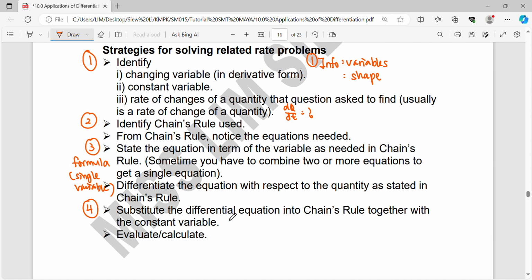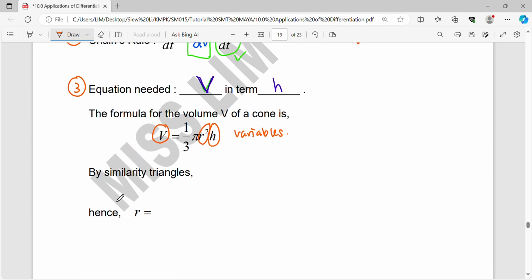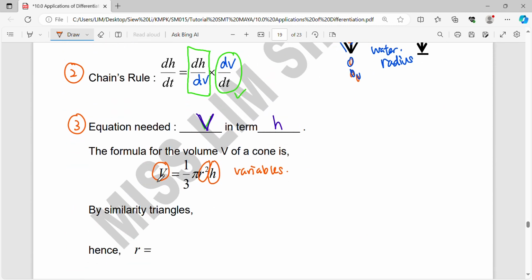So we need to combine the equations. Look at our equations here. We want V in terms of h. So this means for the radius, we need to find the formula relating the radius with h, so that it can change in terms of h.